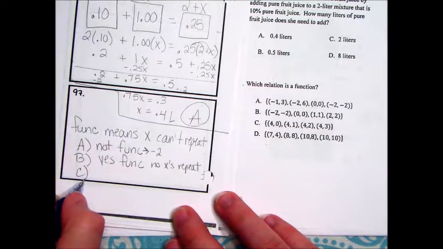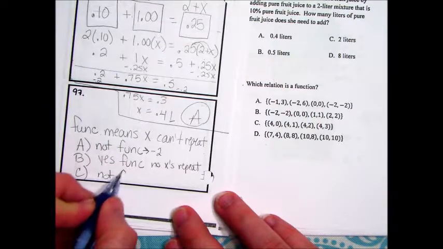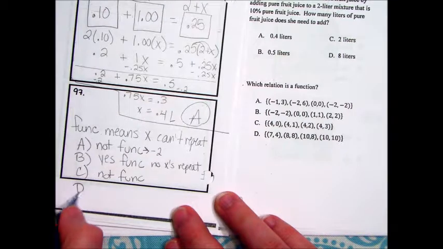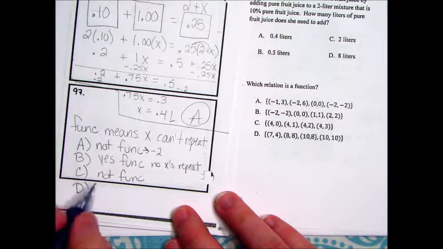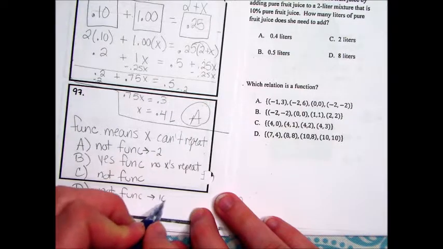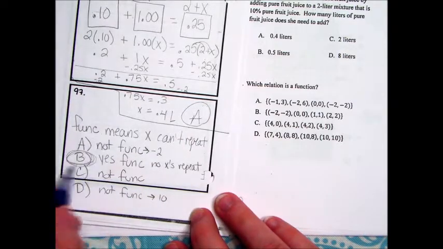C is definitely not a function. Look at all those 4's that repeat. And D is not a function, and it's because of that pesky little 10 that repeats. So B is the option.